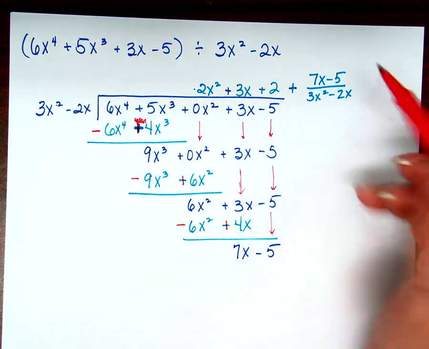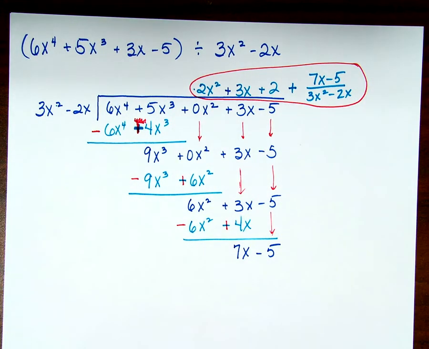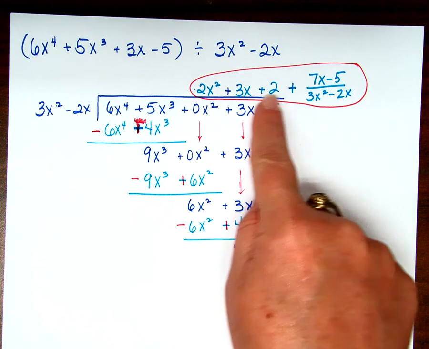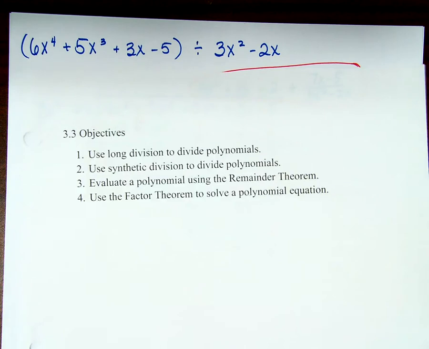And that right there is my answer. I mean, you can rewrite it again, but I figure I already have it written there, so I can just add on my remainder, and that's my answer. Does that make sense? Okay? Do you remember all the long division steps? We good with that?